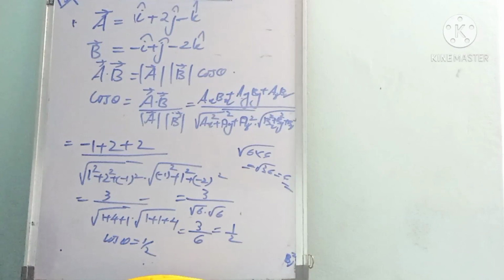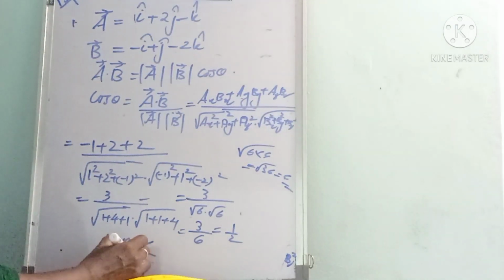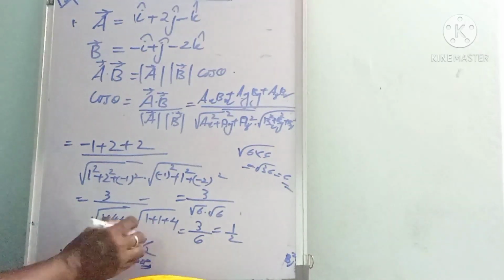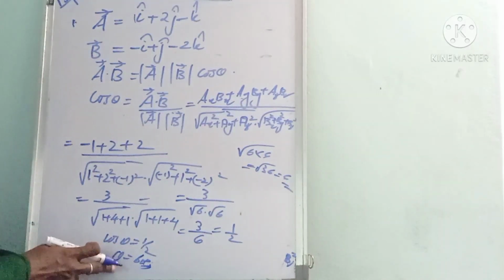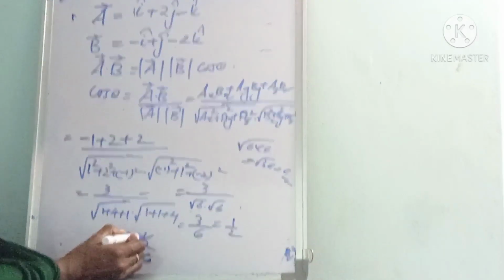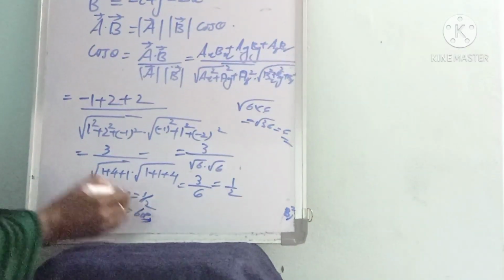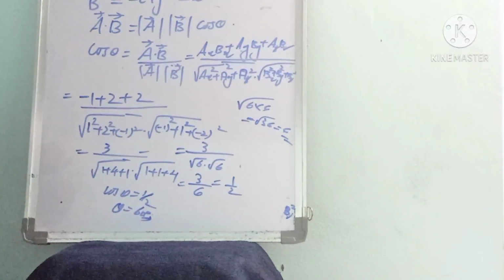Then what is theta actually? We got cos theta as 1 by 2. So theta is equal to what? 60 degree. Theta equal to 60 degree. Cos theta is equal to half, so theta is equal to 60 degree.